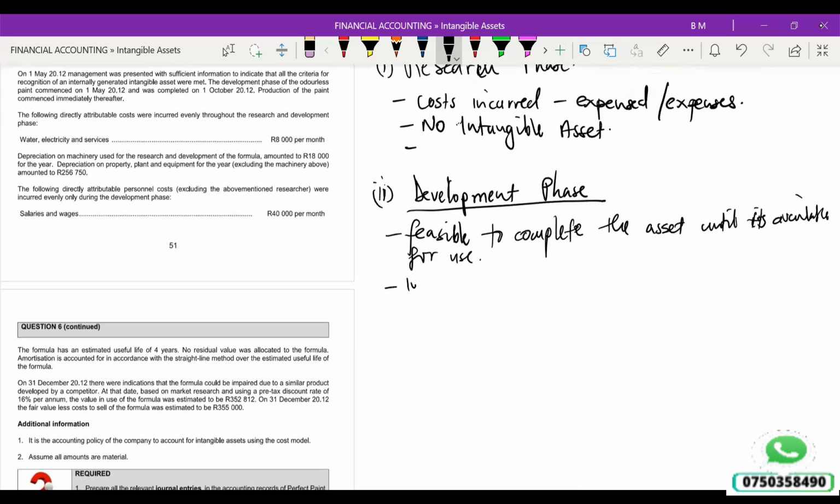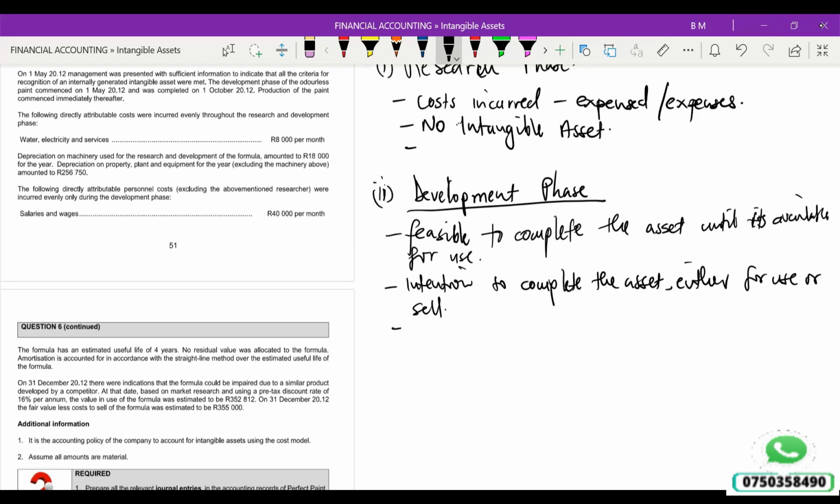We have already made our intention that we want to complete the asset. We need to talk about the intention to complete the asset, either for use or sell. Okay, we are starting to develop the asset. Are we able to complete the asset?